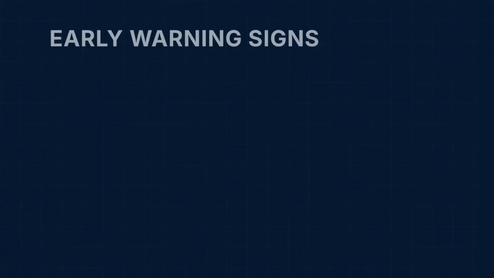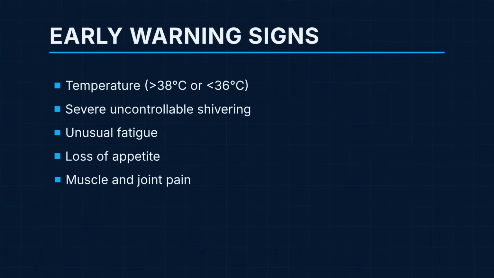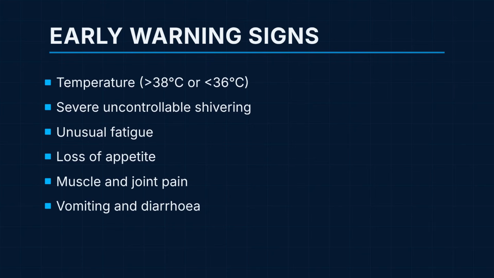Now let's look at the early signs of infection. A patient may develop a temperature above 38 degrees Celsius or below 36 degrees Celsius, severe uncontrollable shivering, feeling unusually tired, loss of appetite, muscle and joint pain, vomiting, and diarrhea. If these symptoms are present, the patient should receive prompt medical assessment because early treatment helps prevent progression to sepsis.